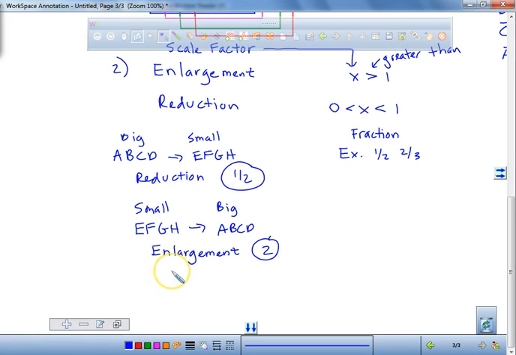So right now, on your paper, it says solve for x, and it says, find the what? Find the scale factor. So right now, we have 2 scale factors in play. If it's a reduction, it's a half. If it's an enlargement, it's 2.